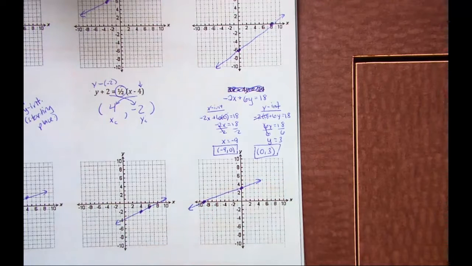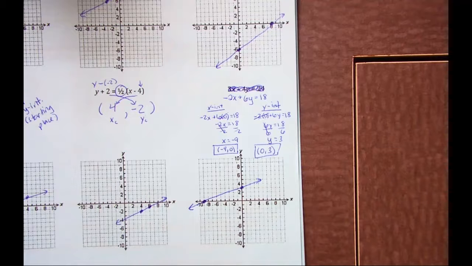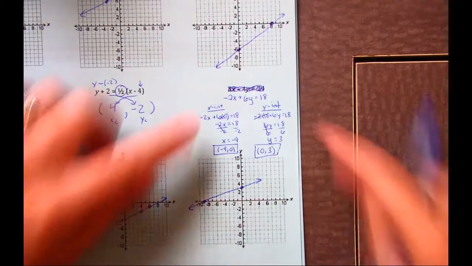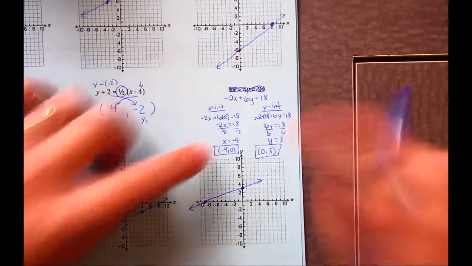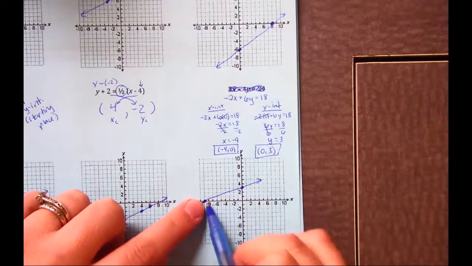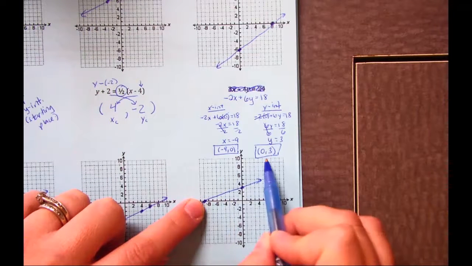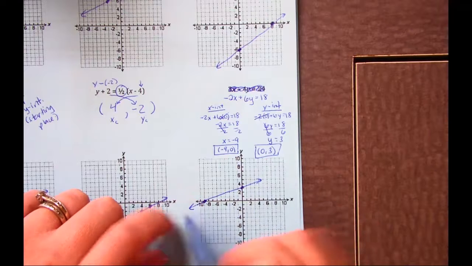So that is that line. So remember, to graph a line, you need 2 points, and you can find your 2 points pretty easily by just finding the 2 intercepts, and then just plotting those 2 intercepts, because those are 2 points on the line, and drawing your line.